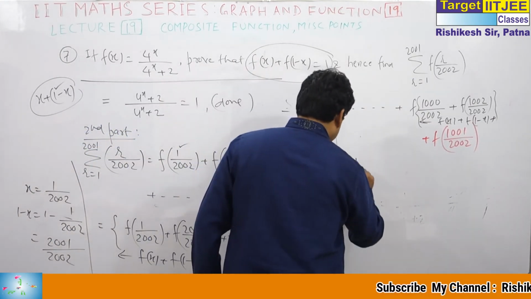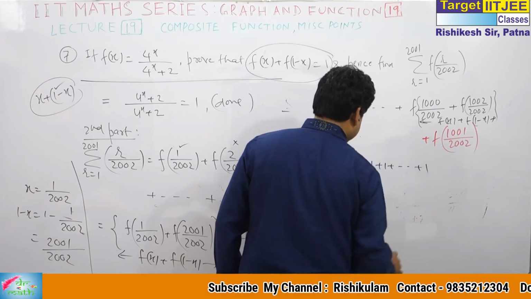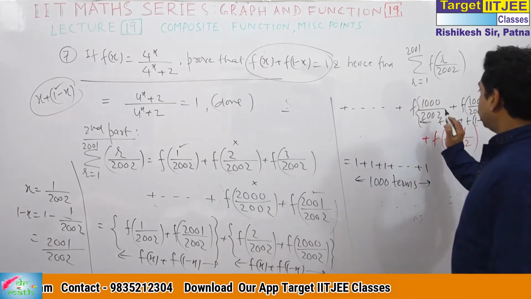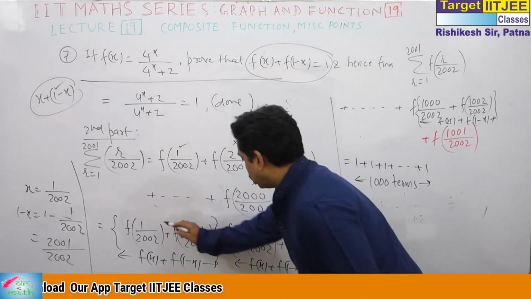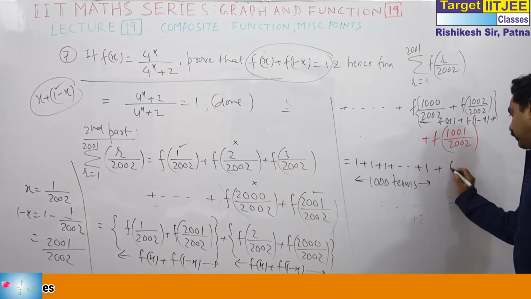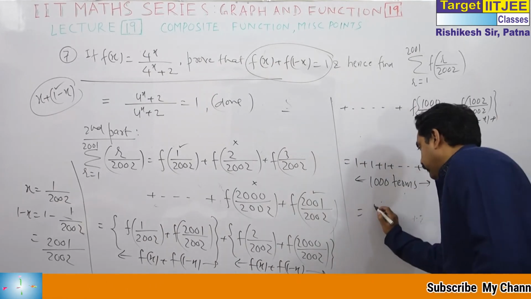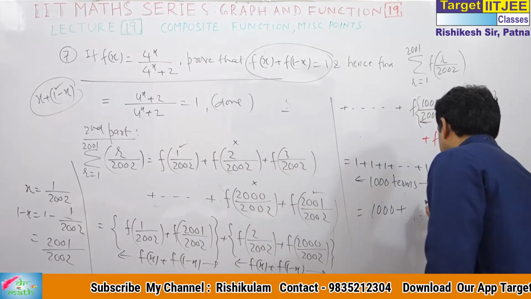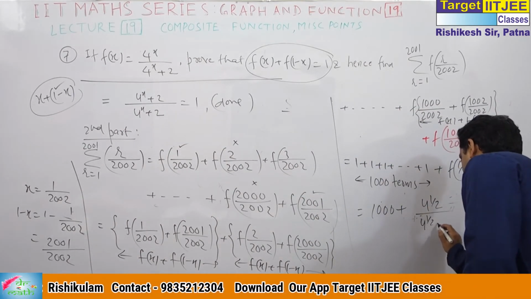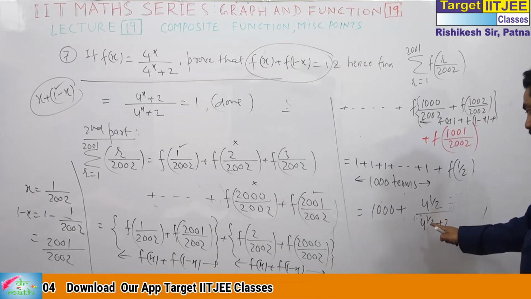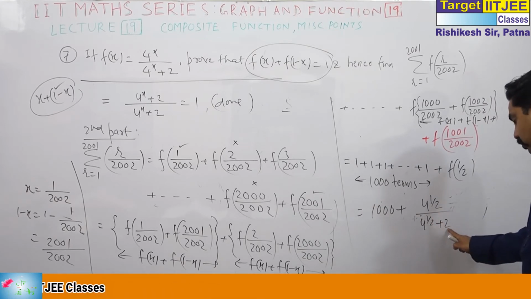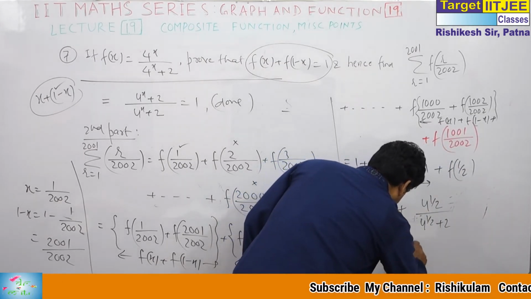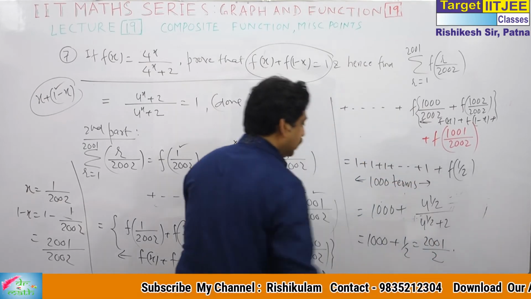So, what do we get? We get 1 plus 1 plus 1 plus 1. Actually, these are 1000 terms. Why 1000 terms? This number is 1000. Start from 1, 2, 3, dotted up to 1000. And plus this is f of 1 by 2. Put here 1 by 2. This is 4 to the power 1 by 2 divided by 4 to the power 1 by 2 plus 2. 4 to the power 1 by 2 is 2, so 2 by 2 plus 2, actually this is 2 by 4. So 1000 plus 1 by 2. This is 2001 by 2.